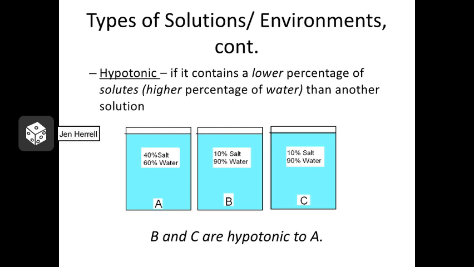Conversely, a solution that has less solute is going to be considered hypotonic. Hypo in science means below. So think about a hypodermic needle. Where does a hypodermic needle go when you get a shot? Well, it goes under the dermis, so it's hypodermic. If we compare solutions A and B to one another, solution B would be considered hypotonic because it has less salt, less solute than solution A.